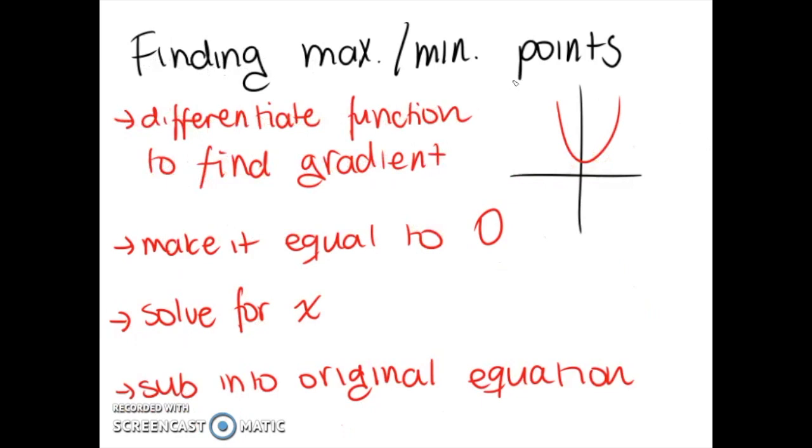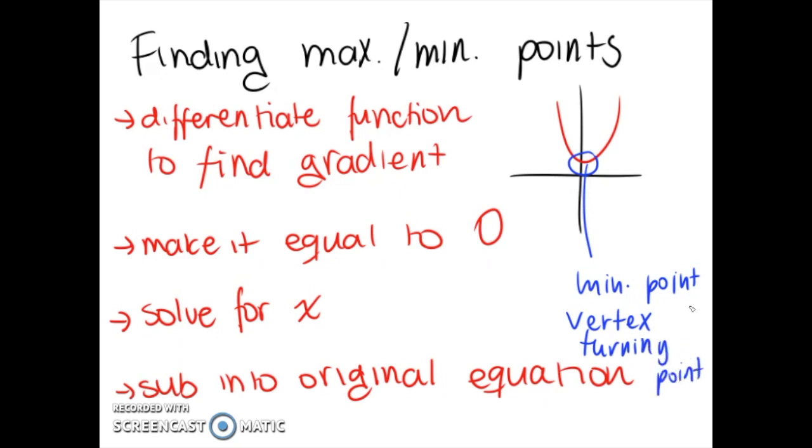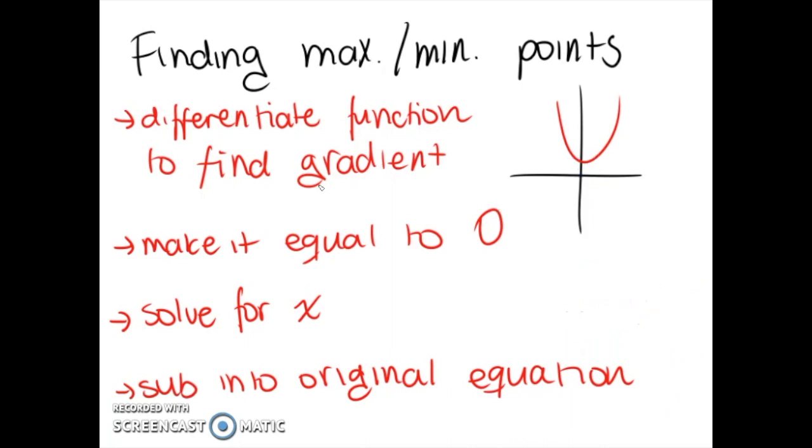You will also need to know how to find the maximum and minimum point of the graph. In this sketch, this point is the minimum point, because it's the least part, and it is also known as the vertex of a graph or the turning point of a graph. It's also when the gradient is equal to 0. So to find this point, you need to differentiate the function of the graph to find the gradient, which you should know from GCSE maths, and then make it equal to 0 to solve for x, and then sub it back into the original equation to find the value of y, to find the coordinates of the point.